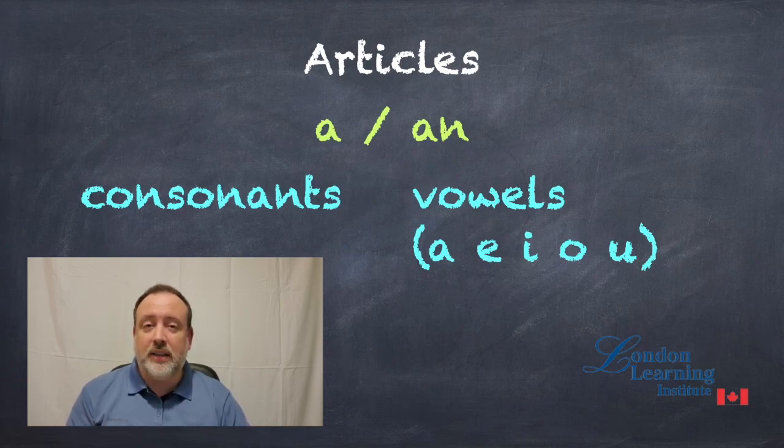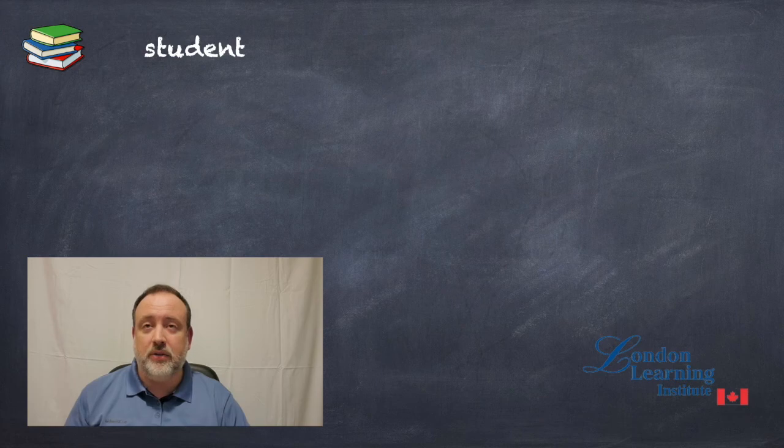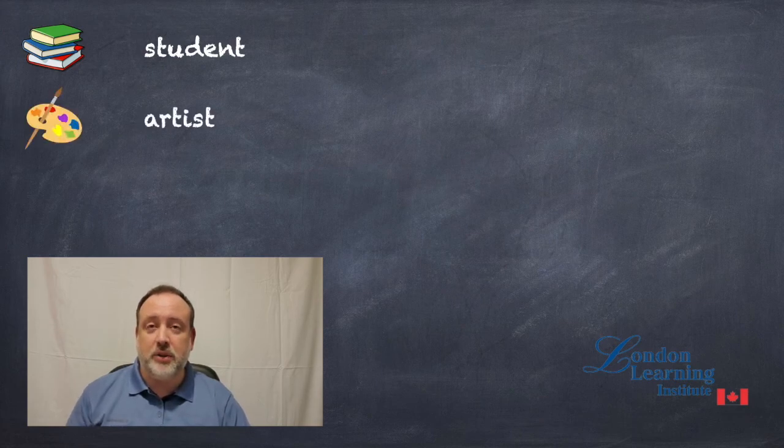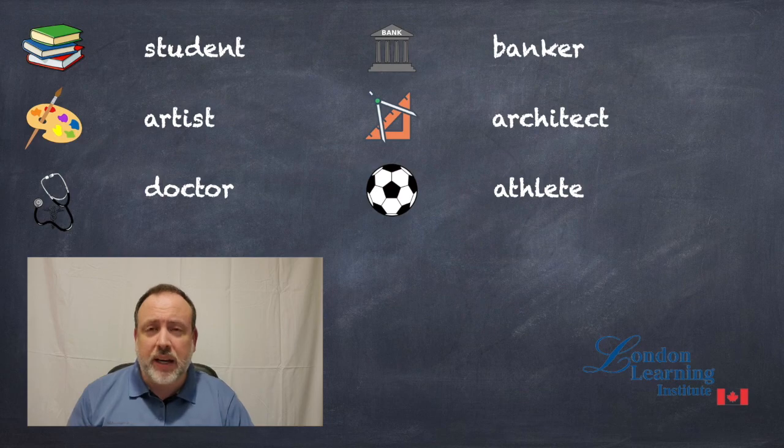So if we look at some different jobs that some of you may have, we can look at when to use the specific articles. So for example, we have student, artist, doctor, banker, architect, and athlete. Now remember what I said. So with student, the first sound is an S sound. That's a consonant. So the article is just a. We have a student. Right? And here we mean one student, a student.